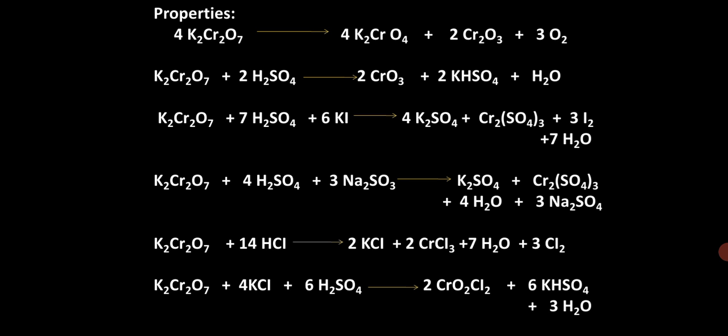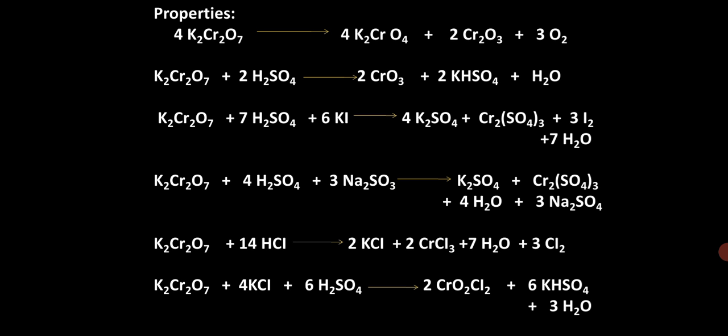Now K2CrO4 plus H2SO4 will give you again K2Cr2O7 plus K2SO4 plus water. Clear? So you can see here there exists an equilibrium between the chromate and the dichromate ion. You can see very clearly.